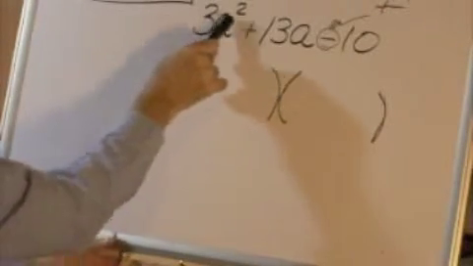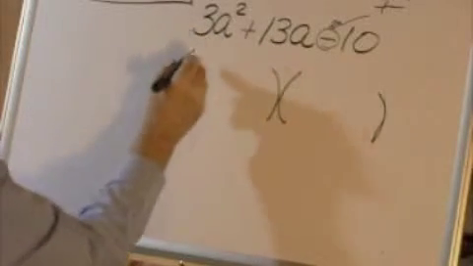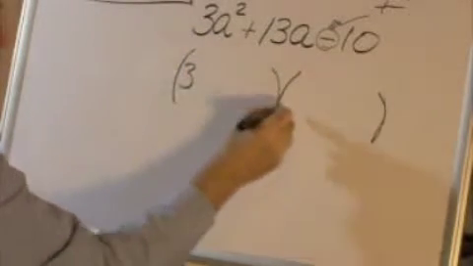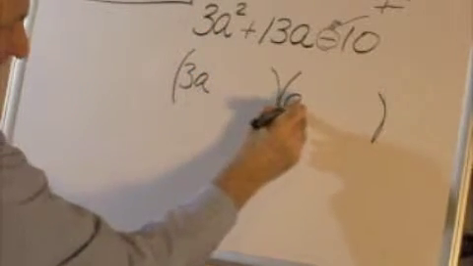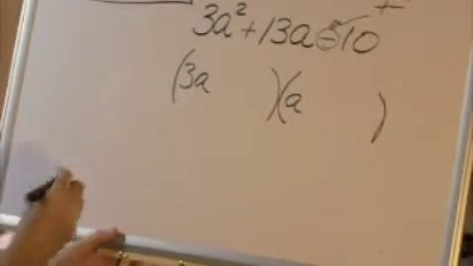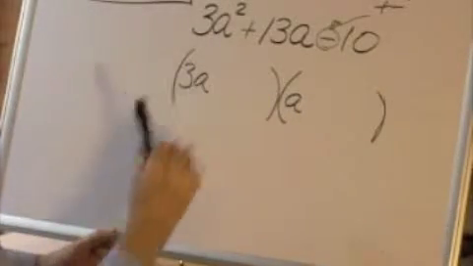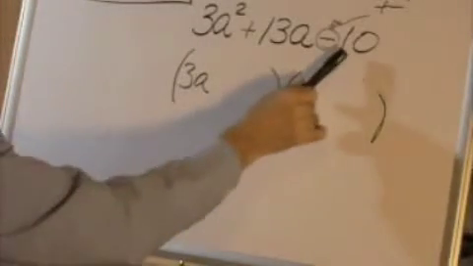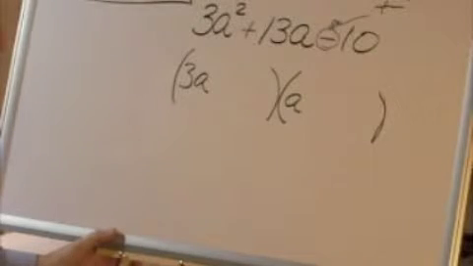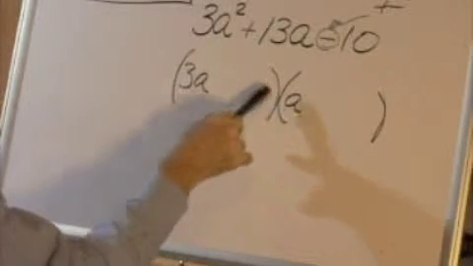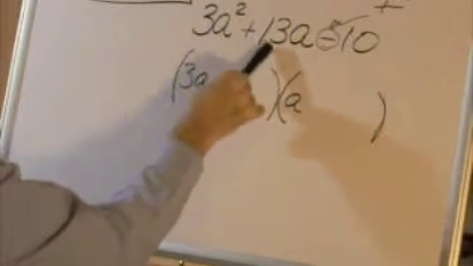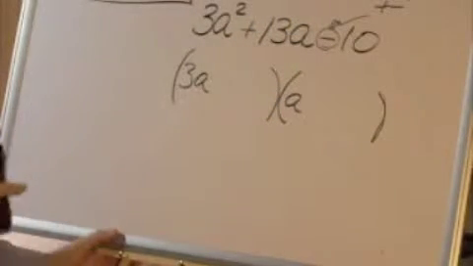The 3a squared is prime. The only way to get a 3 is a 3 and a 1. A 3a and an a. A 1a right there. The 1 is not written. We don't need it. Over here, we need the factors of 10 combined with this 3 and 1 that will give us a 13.